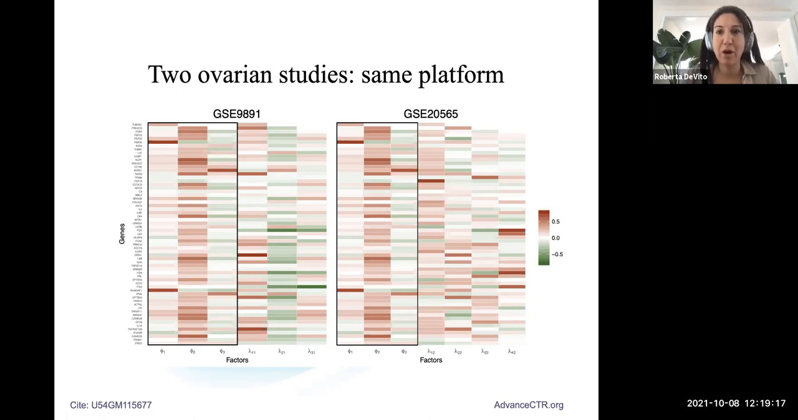So it's not coming from any biological meaning, but is related to the platform in which gene expression is measured. So this is one application where I show that this multi-study factor analysis can work and has a biological meaning for both the common and study-specific factor loadings.